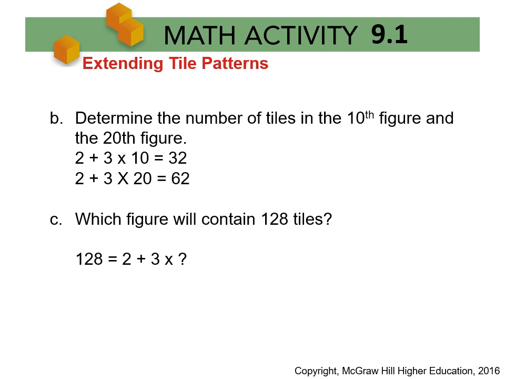Which figure will contain 128 tiles? So we did not do this part in the first chapter. If it has 128 tiles, then 128 will equal 2 plus 3 times some number. I'm going to subtract the 2 from both sides. So 126 needs to be 3 times the figure number. So if I divide by 3, I get 42. So it'll be the 42nd figure.